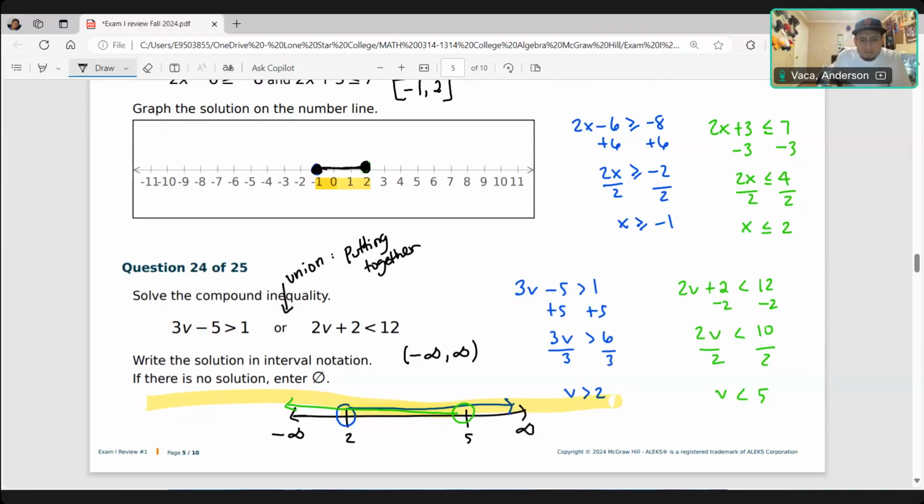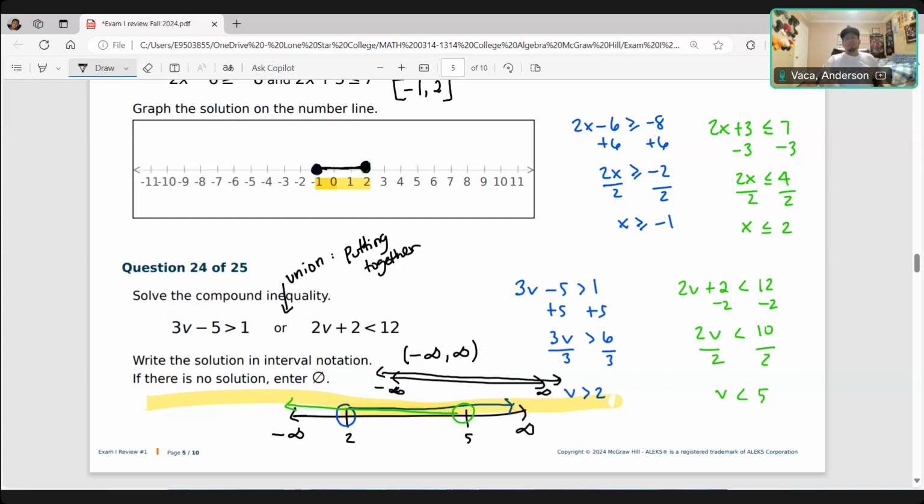As far as the graph is concerned, to make it a little cleaner, your graph is going to look like this. Okay? Your graph is going to look like that. Because this covers all of that. This one covers all of those. Everything has been covered in this example.